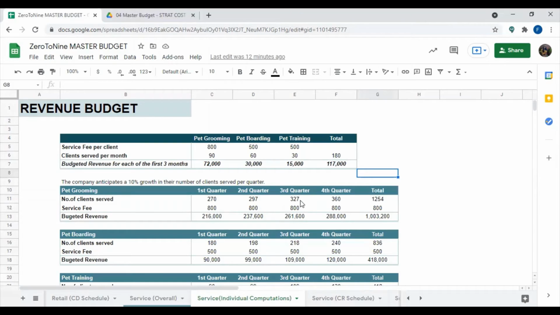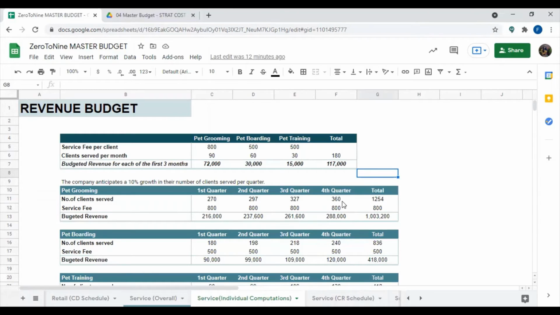For the third quarter, the number of clients served is 327, which is computed by multiplying the second quarter clients served of 297 by 1.10 or 110%. Then multiply it by 800. The budgeted revenue for the third quarter is 261,600.